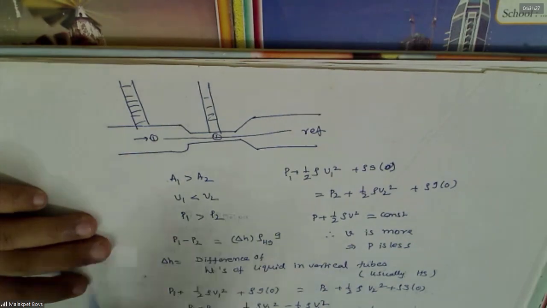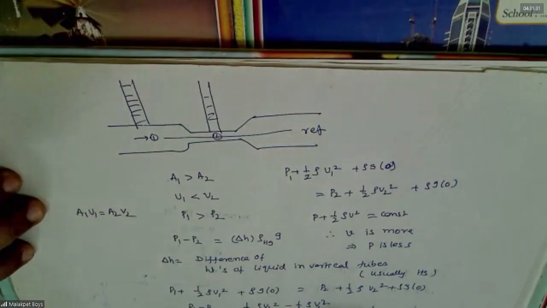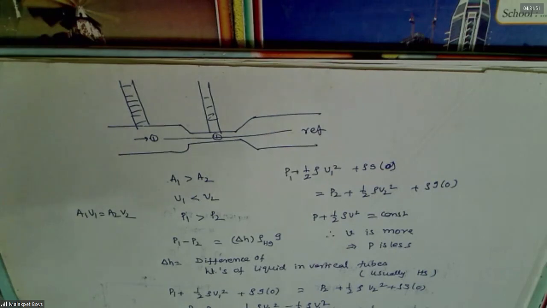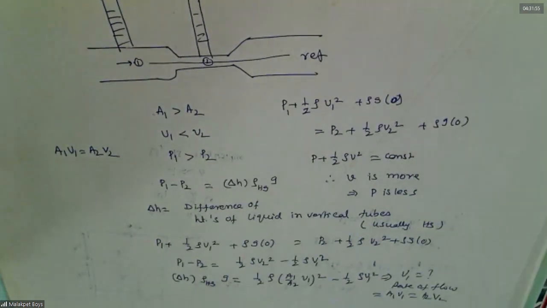Half rho. Now you can see A1 V1 equals A2 V2. You can write this as half rho (A1 by A2 into V1) whole square minus half rho V1 square. This gives V1. Once you get that, he is asking the rate of flow, no? Rate of flow is either A1 V1 or A2 V2, any of these. Understood this whole thing? Method you followed or not?